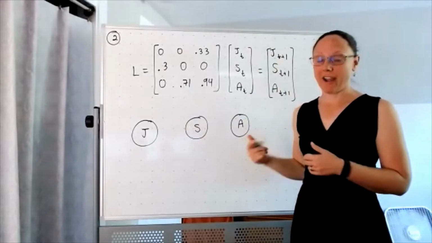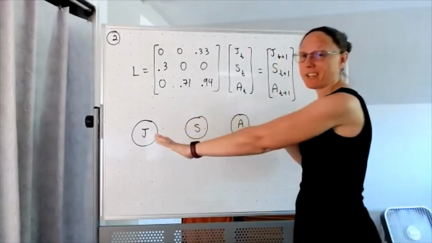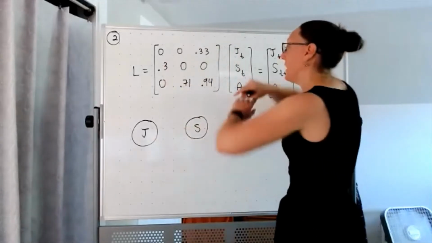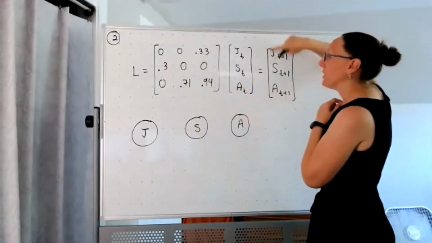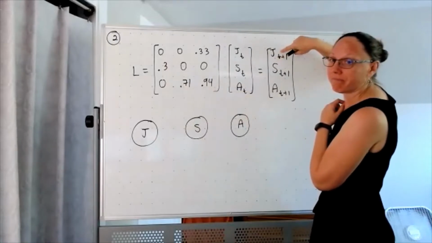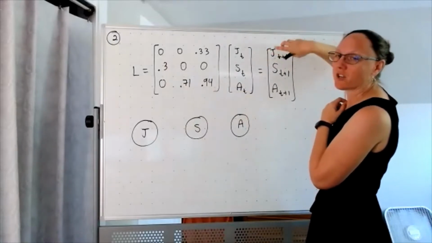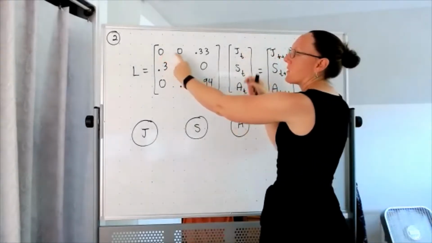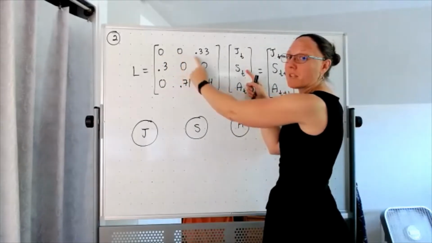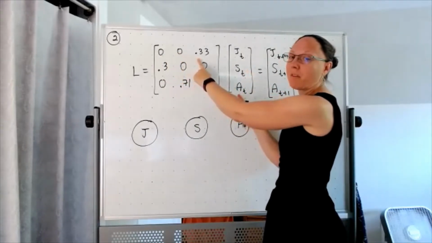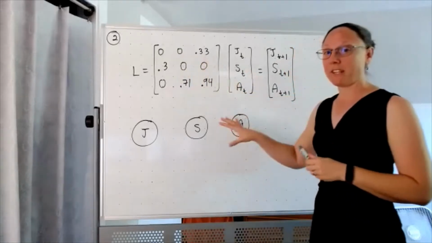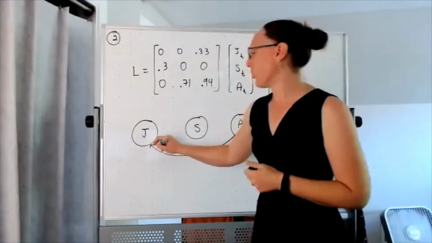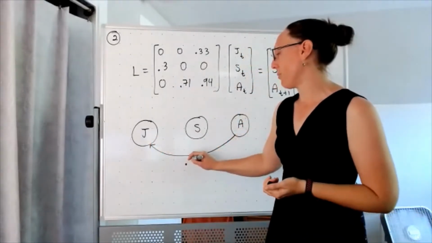So if I were going to draw out this picture, it's going to represent what happens with this matrix multiplication. To get the new juveniles, meaning that top row of our answer for the matrix multiplication, we'd end up doing 0 times the current juveniles plus 0 times the current subadults plus 0.33 times the number of adults. So the only arrow that I would need to draw on my matrix diagram is from the adults to the juveniles with a coefficient of 0.33.